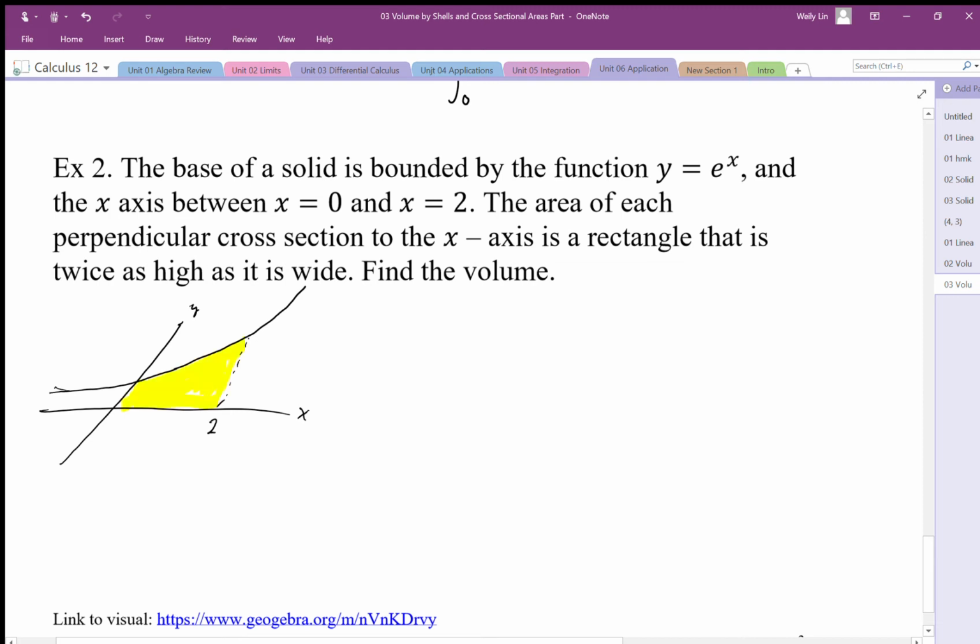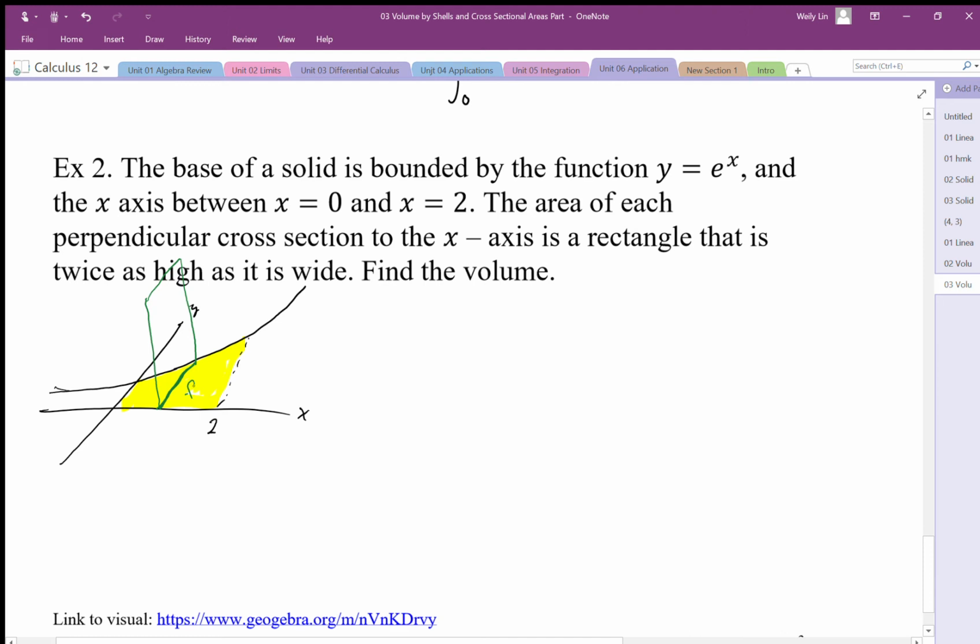But this time, we're going to take the perpendicular cross section to the x-axis. So it's going to be this perpendicular line from the x-axis to f of x. We're going to take that length and make a rectangle coming out of the plane, and the rectangle is twice as high as it is wide. So the width here is f of x, and it's going to be twice as high, so it's going to be a really tall rectangle that looks like that.